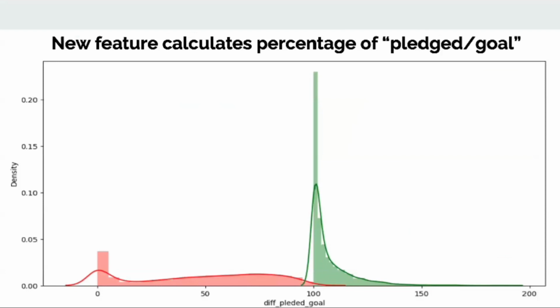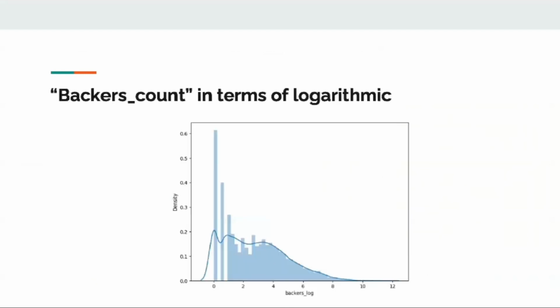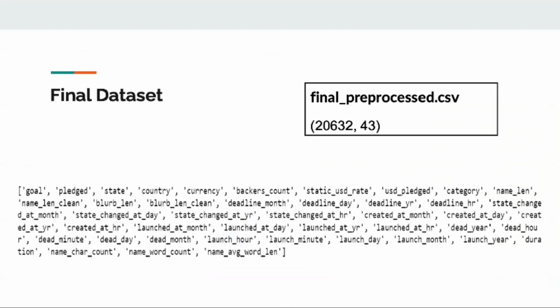Taking either the pledged or goal parameters alone cannot give a complete picture, so we take the percentage of pledged and goal features. The date distribution in terms of pledged and goal can be seen here. The backers count in terms of logarithmic is also shown. After performing these steps, the data set has been reduced to 43 features, which are more important in predicting the success rate of a Kickstarter project.